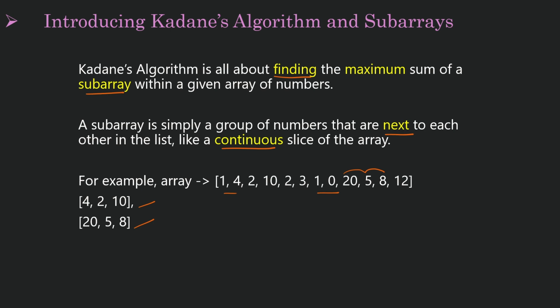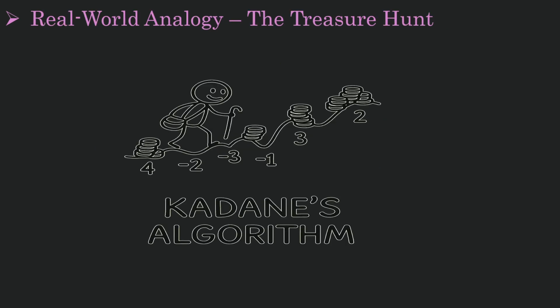What makes Kadane's algorithm special is its speed. Instead of checking every possible subarray, which would take a long time, it scans through the array just once, making smart decisions at each step to keep track of the best sum. This efficiency is like finding a shortcut to solve a puzzle without trying every combination. To make this concept come alive, let's use a real-world analogy that you can picture easily.